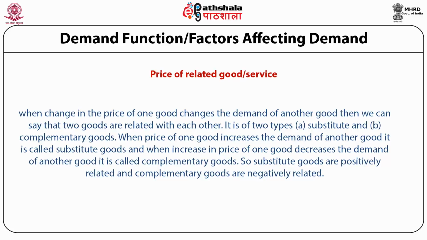When an increase in the price of one good increases the demand of another good, it is called substitute goods. And when an increase in price of one good decreases the demand of another good, it is called complementary goods. So, substitute goods are positively related and complementary goods are negatively related. Income of the consumer is an important determinant of demand.